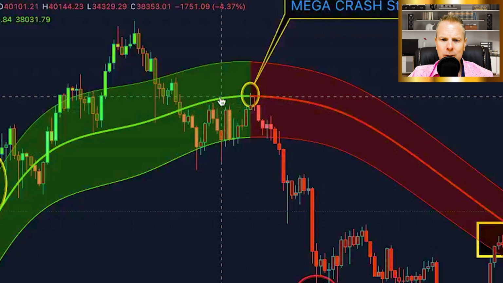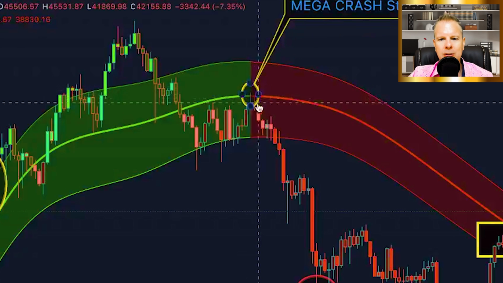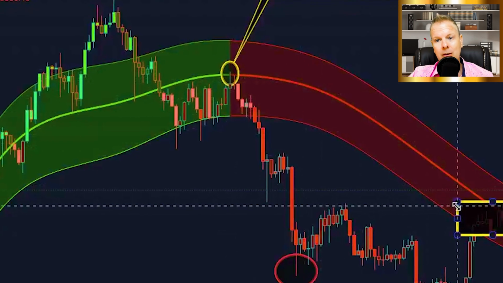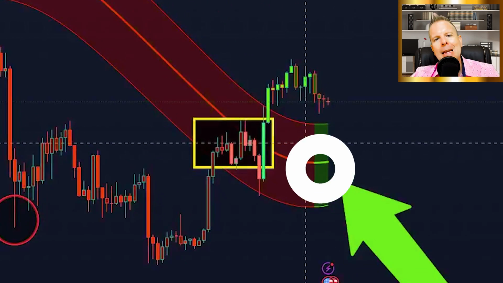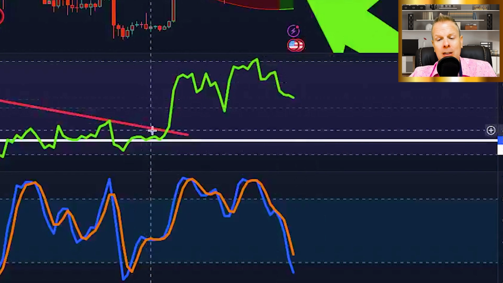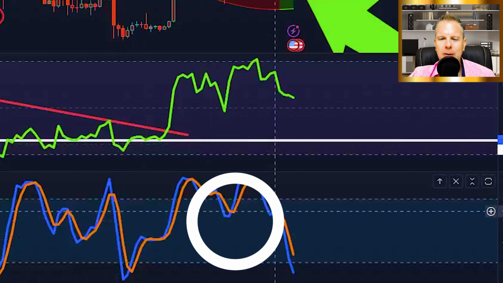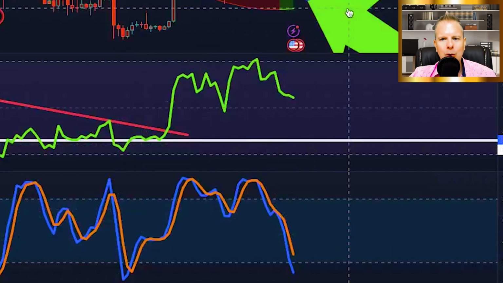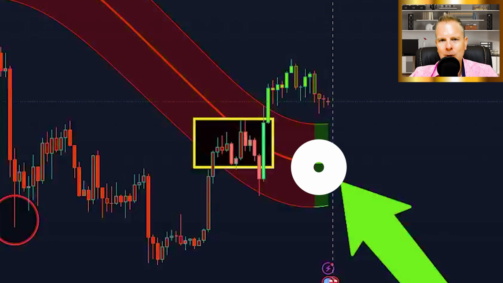We talked about switching from green to red, getting rejection from the median line. We called the mega crash at 48. We stayed red for a very long time, and we just switched to green. Now here is where it gets interesting. When you pull up some of the other things happening in the charts, particularly the RSI, we're going to cover that, and the stochastic RSI at the bottom of your screen, those can start to give us very strong clues as to how this is going to play out.